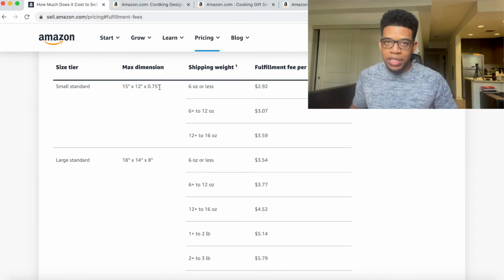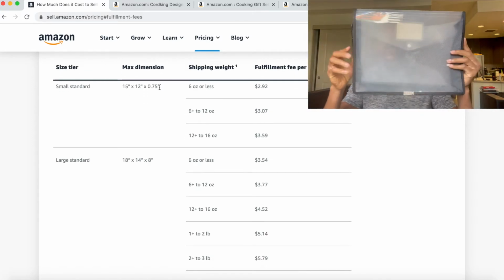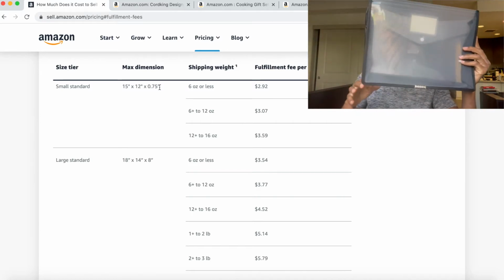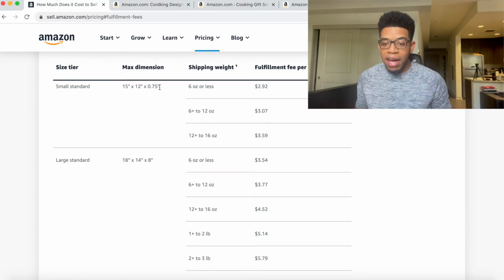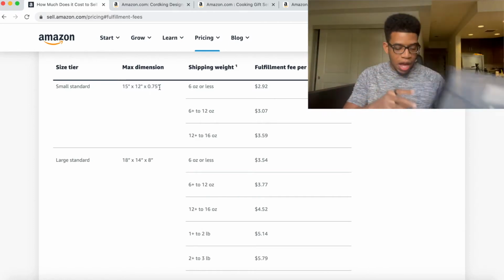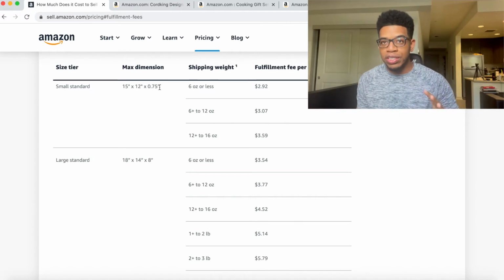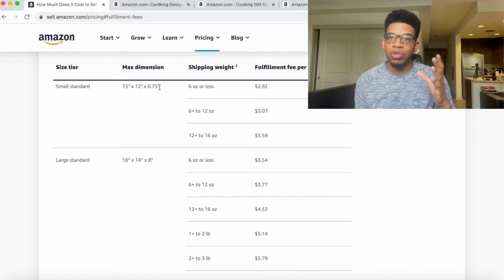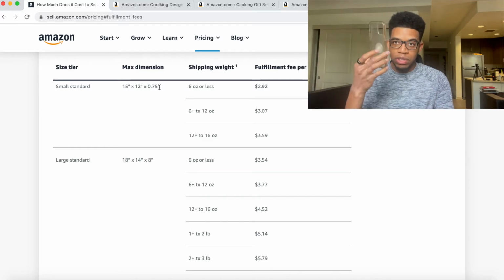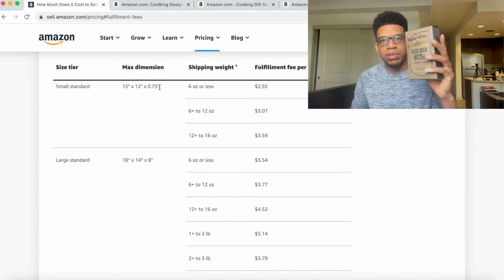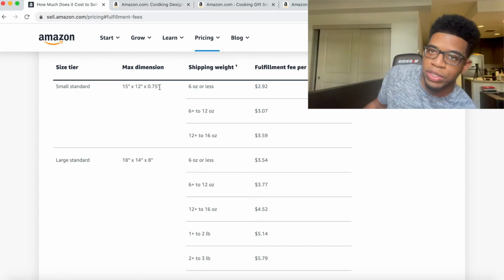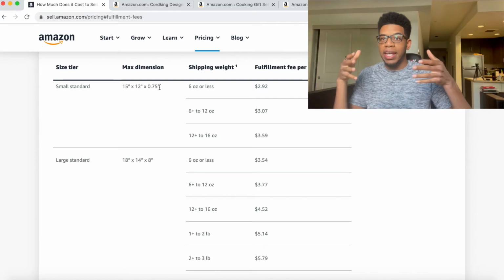Now, for example's sake, this is around the max dimensions, where you have 15 inches by 12 inches by around 3/4 of an inch on the width of it. Most products are going to fall under this, and as long as you don't go over these dimensions, you're going to be in the small standard size tier. But we also have items like this, which would fit, and items like this, pecan wood chips, super random, but once again, these items are going to fit in this tier.